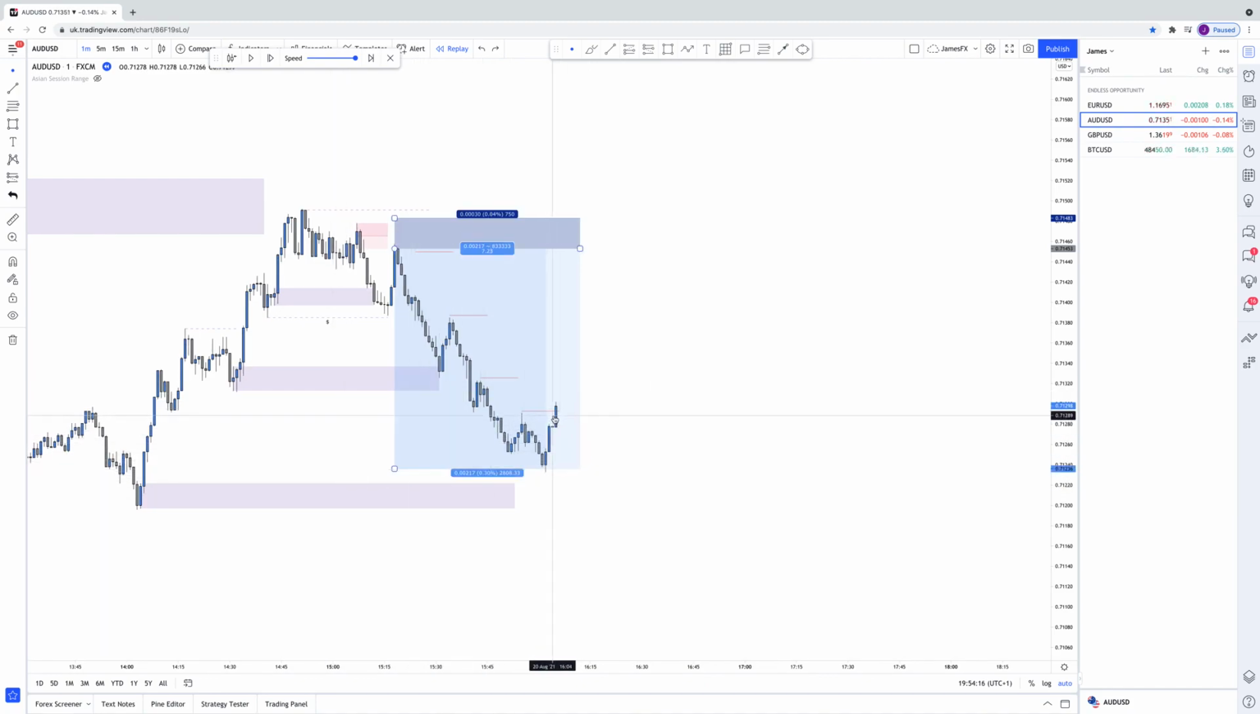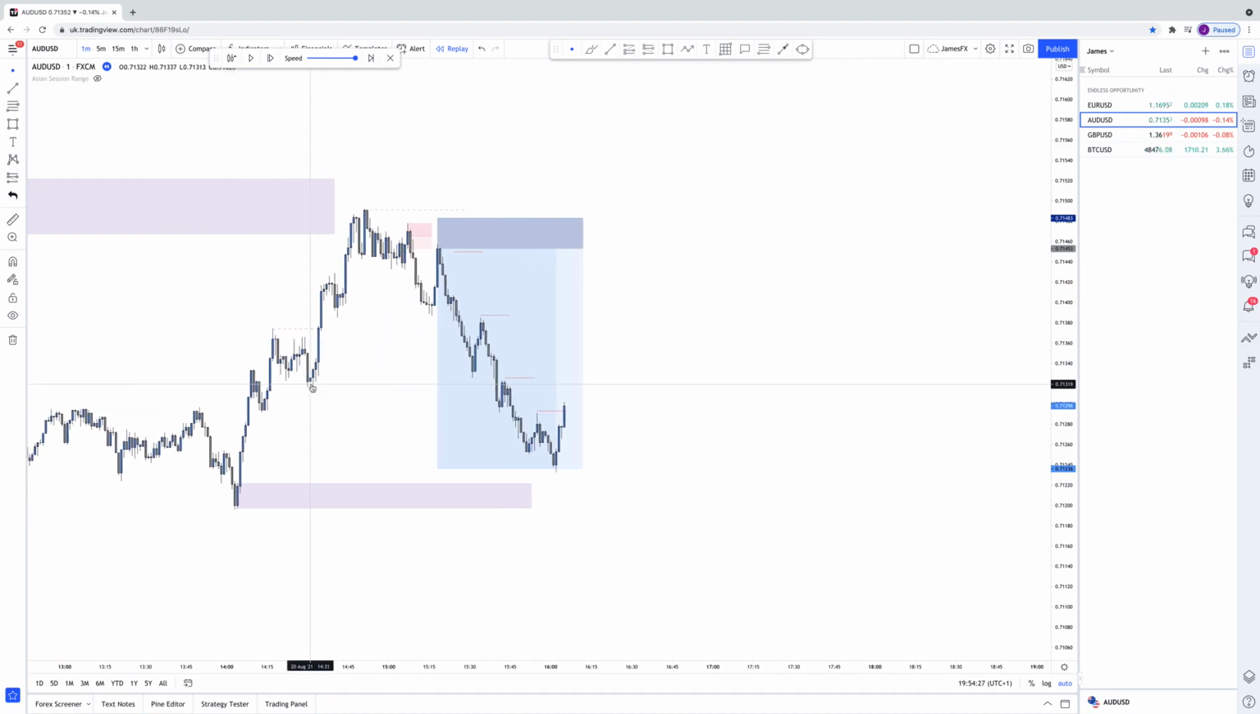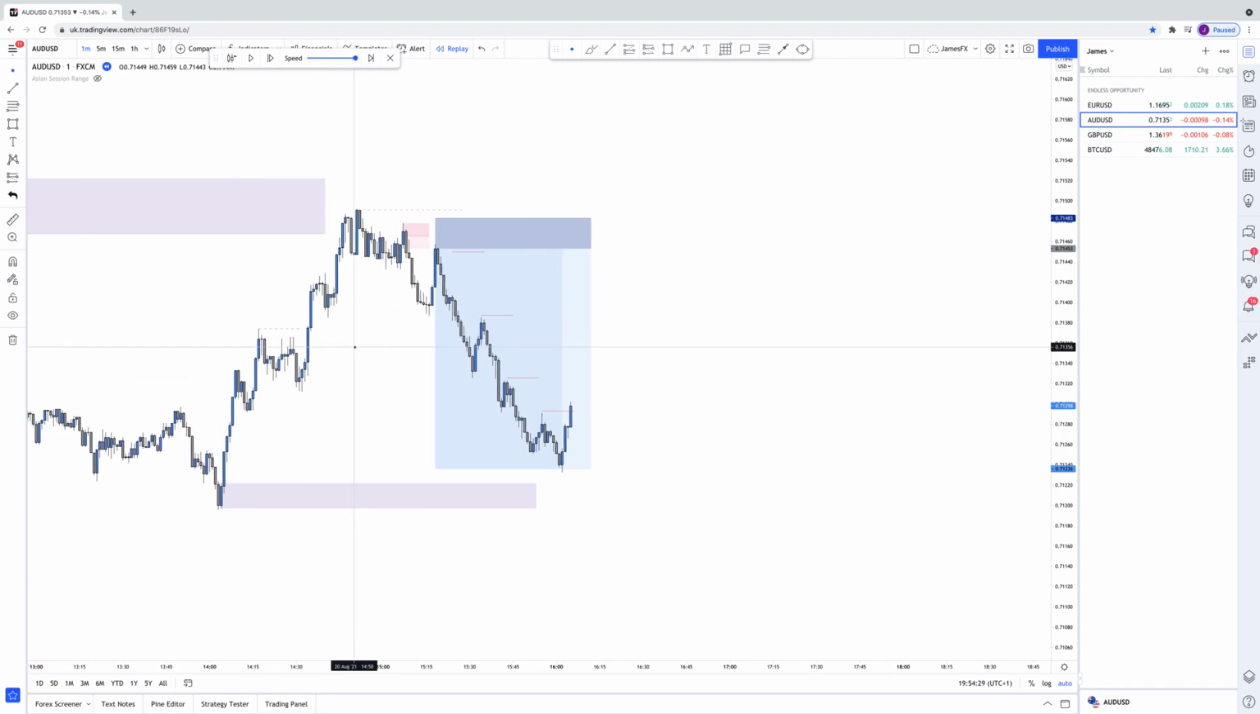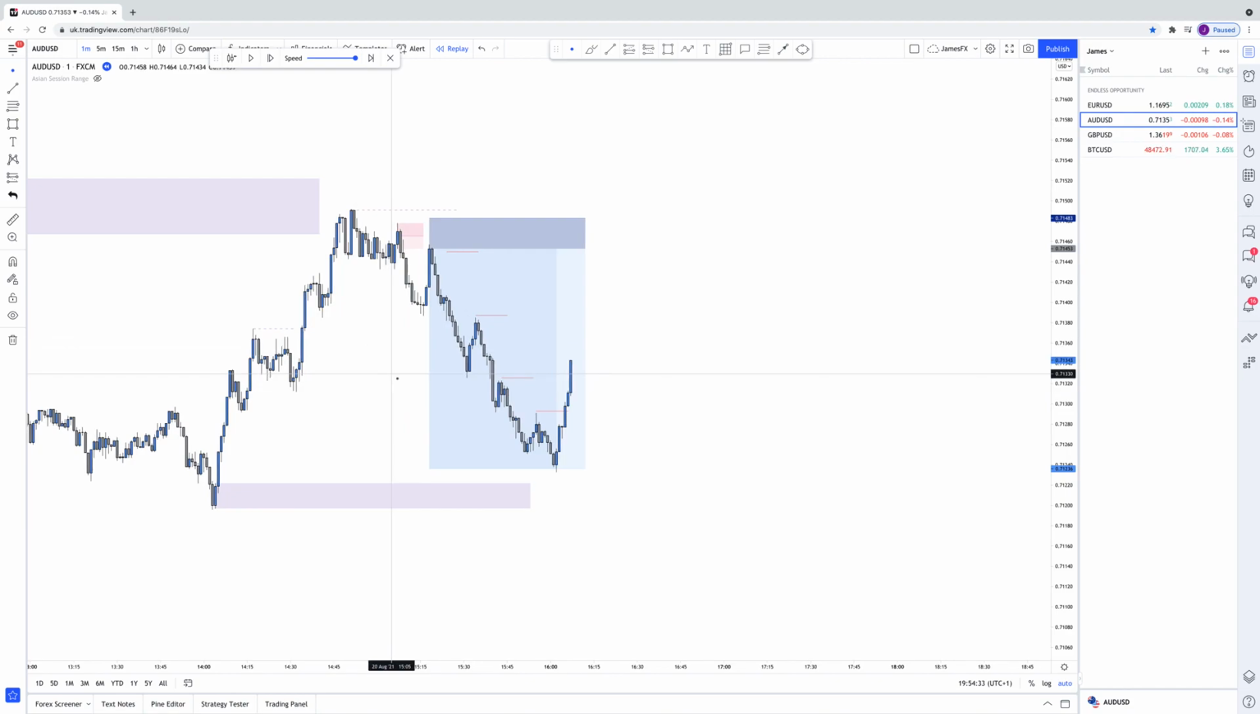Price didn't actually come into this demand, and let me just delete these off because we don't want to over-confuse it. You can delete that off. So that is how I would manage the trade. And if we look to see what we had next, we've now pushed up.